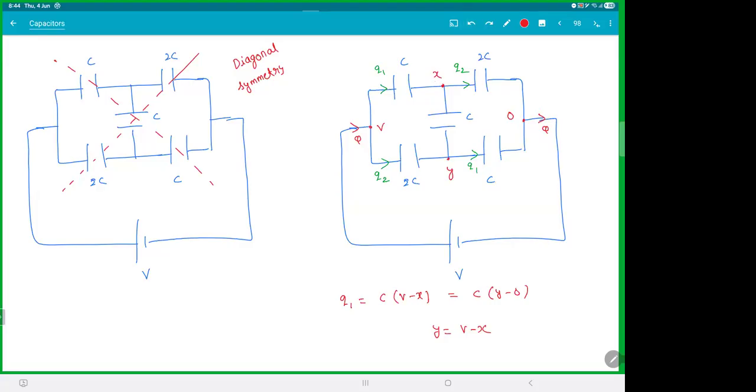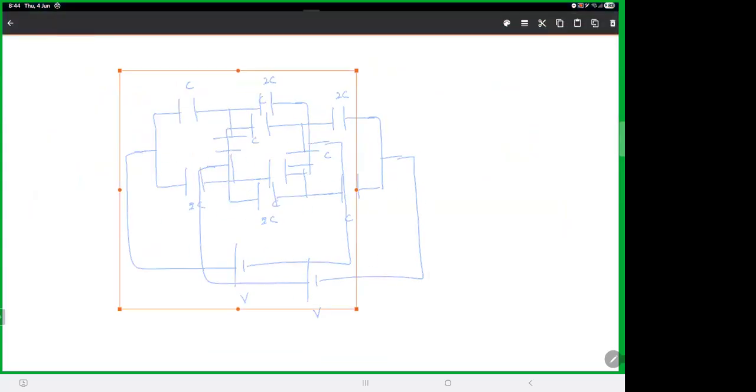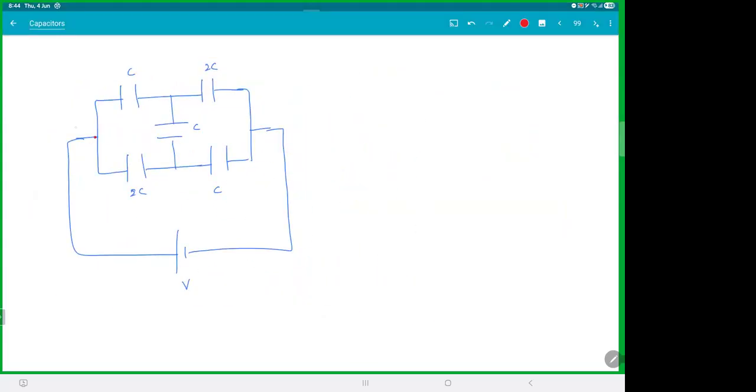So whenever you see a circuit like this, you can directly do something like this. You can say V, 0. If you say this is X, what was the potential difference? The potential difference is V minus X. So same thing, what should be the potential difference? This also should be V minus X. So this point is directly V minus X. So you will eliminate one variable. It makes your life easy there.